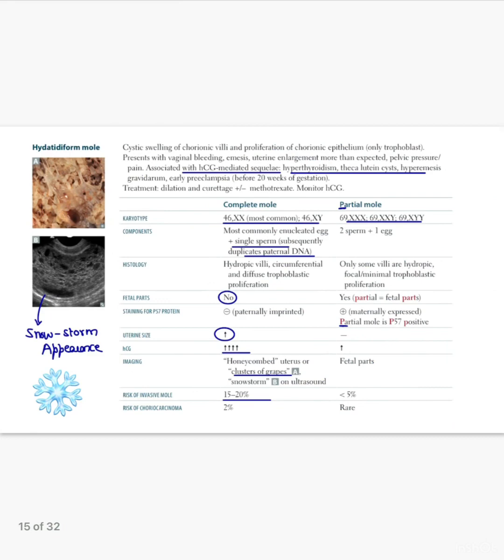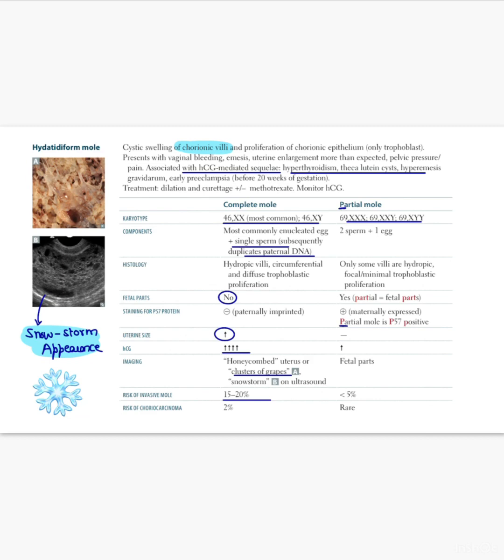Now moving on to the snowstorm appearance, guys. This snowstorm appearance is seen on ultrasound, in hydatidiform mole. So what happens in hydatidiform mole? There is cystic swelling of the chorionic villi. And how does the patient describe it? That is passage of grape-like clusters.